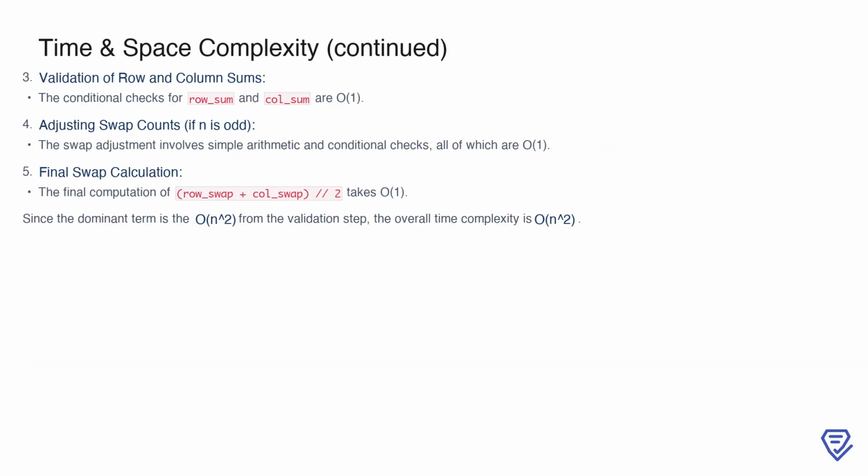To continue analyzing the time complexity, let's consider the validation of row and column sums. Checking the values of row_sum and col_sum involves simple conditional checks, each of which takes constant time, or O(1). Similarly, adjusting the swap counts in cases where n is odd involves basic arithmetic and conditional checks, which also run in O(1). Finally, the calculation of the total swaps, which is done by combining row_swap and col_swap, is another constant time operation, O(1). When we sum up all these steps, we see that none of them exceed the n squared from the validation step, making n squared the overall time complexity of the solution.